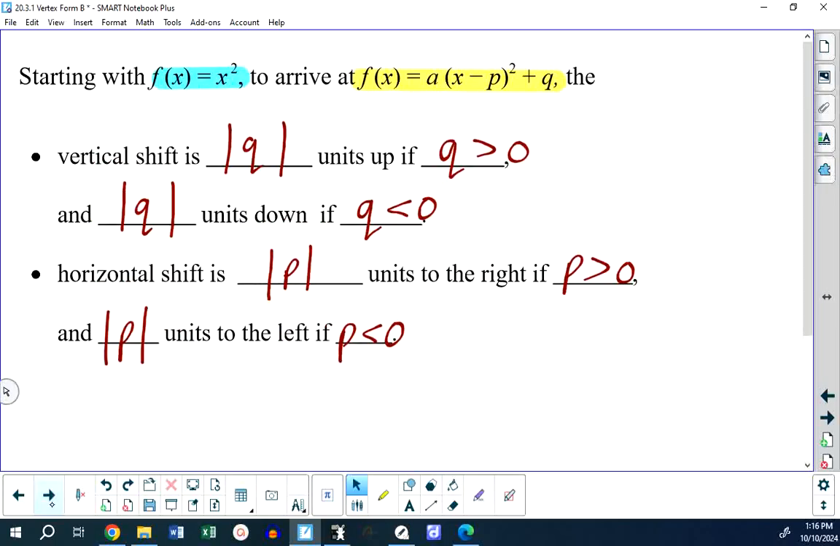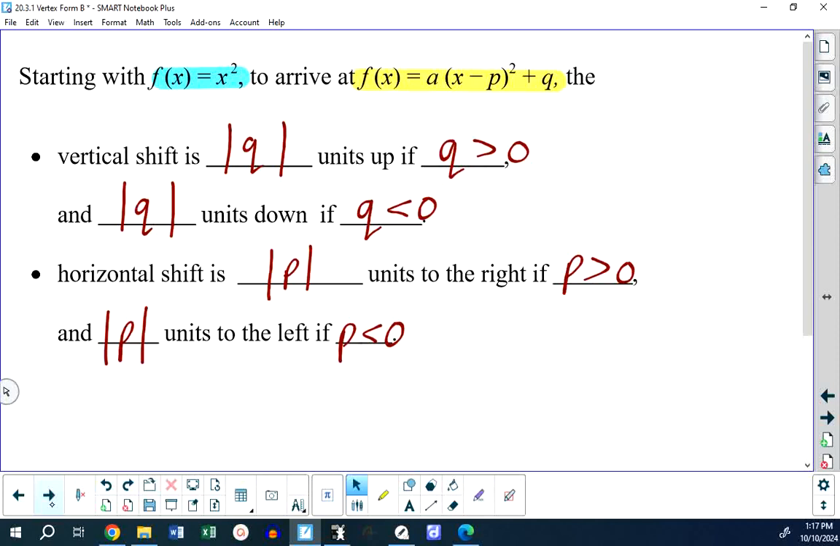I'm not so sure that this is something you absolutely need to know to be successful in any way in this unit. It's just that this is how we think of things next year in 30-1. We talk about translations or shifts left or right. q is the parameter which determines the vertical shift, and if q is greater than 0, the vertical shift is up, and if q is less than 0, the vertical shift is down. p is the parameter that tells you about the horizontal shift, and if p is positive, it shifts to the right. If p is negative, it shifts to the left.